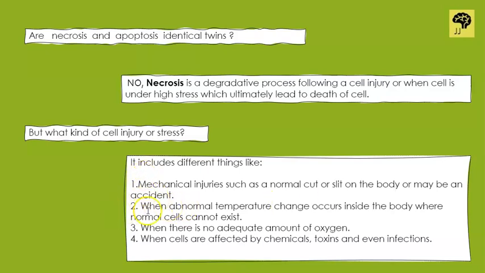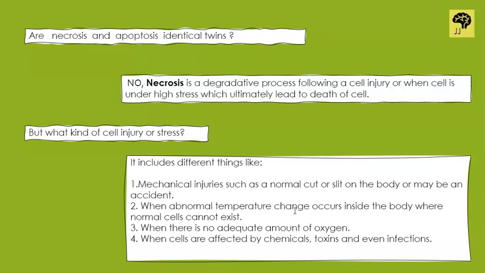And the next thing, when there's abnormal temperature, it is a stress. When there's abnormal temperature change, you know, all the enzymes in a body are temperature specific. They work under a particular temperature. Certain enzymes cannot work under certain temperatures. They get degraded and destroyed. So that's how necrosis occurs inside the cells where abnormal temperature change is seen.